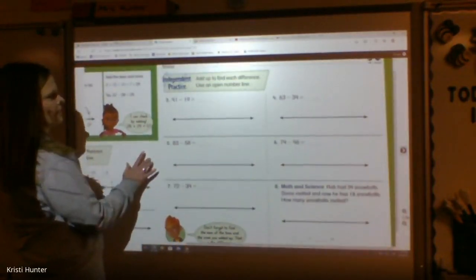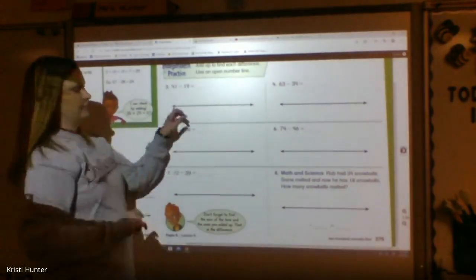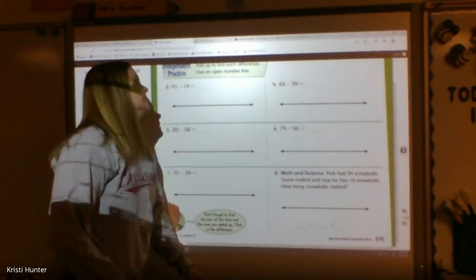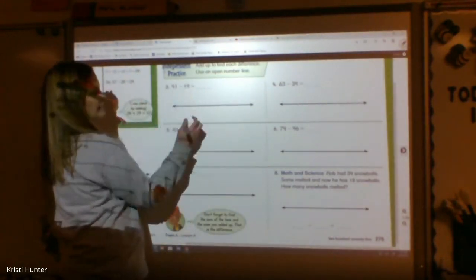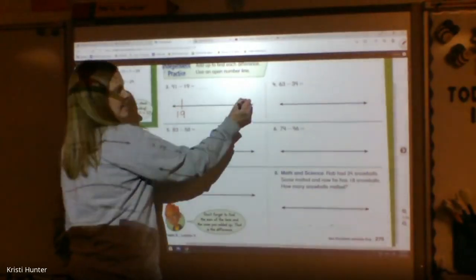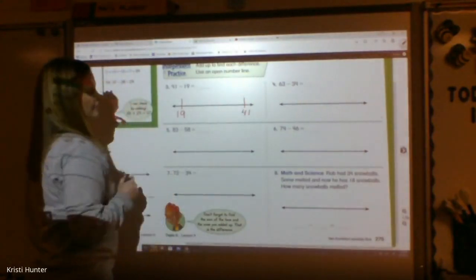All right, number 3, add up on the open number line to find the difference. They've already drawn my open number line. All I have to do is fill in my numbers. So here we go. 41 minus 19. So I'm going to start down here to the left of 19, and I want to get to 41. All right, so let's think about this.